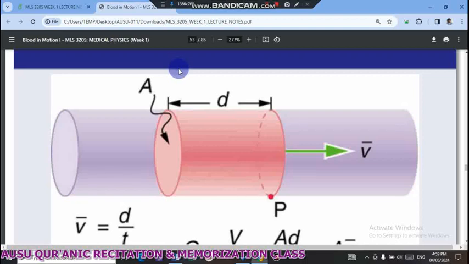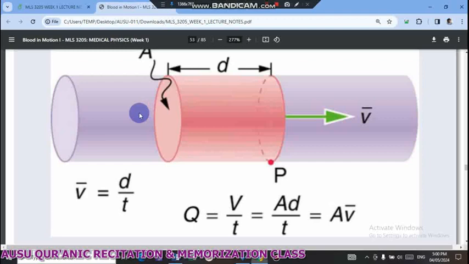Okay, if you look at this diagram, I have a liquid that flows from here to here. The distance traveled by the liquid along the tube from here to here is D. The cross-sectional area of my cylinder is A. So the volume is AD, as we explained earlier. Take the cross-sectional area, multiply it by this distance, and you will get the volume.